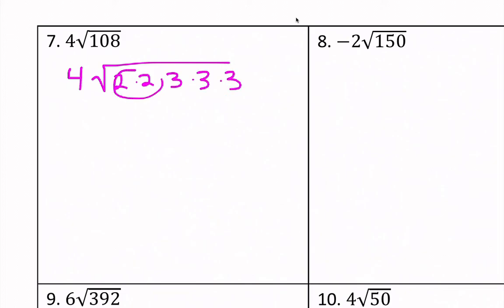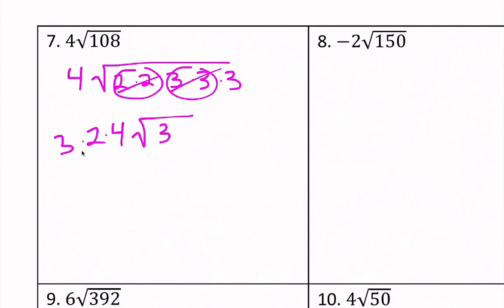All right, so I have a partner here, I have a partner here. Don't forget that 4 that was already out front. This 2 can escape while its partner is sacrificed. This 3 can escape while its partner is sacrificed. This 3 is stuck. So out front, 3 times 2 times 4 is going to give me 24. So my final answer is 24 square roots of 3.